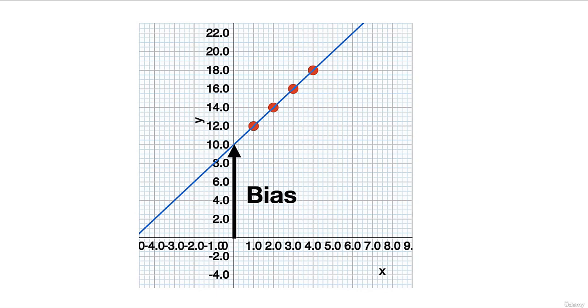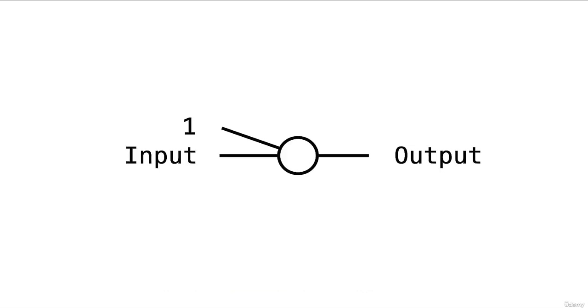Before I add it to the code, I want you to imagine the bias as just another input to the neuron. But the bias input has a special feature. Its value is always 1. So how can we influence the y-intercept then? For this, we change the predict function.